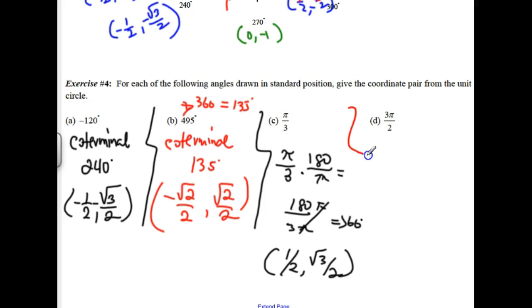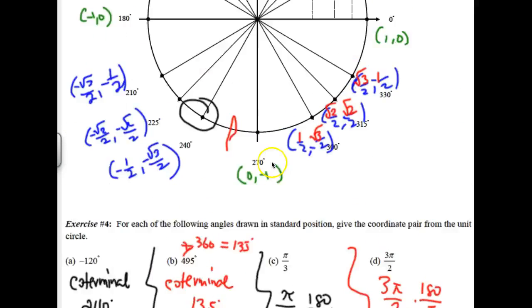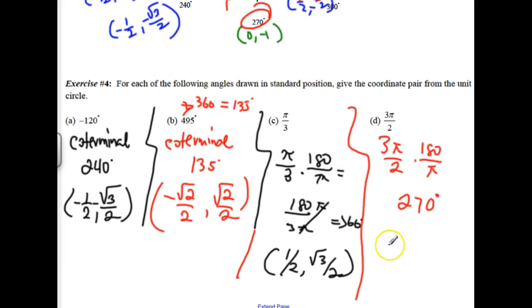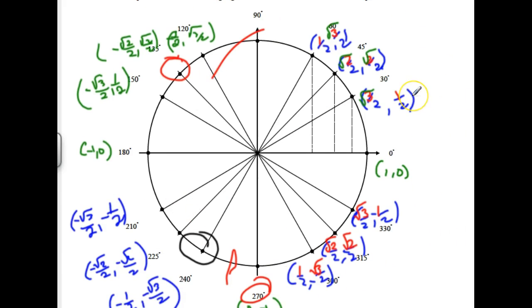And the last one is converting it. 3 pi over 2 times 180 over pi. What do you get? This will actually work out to 270 degrees. 270 degrees is actually right on the dot here, which is 0, negative 1.